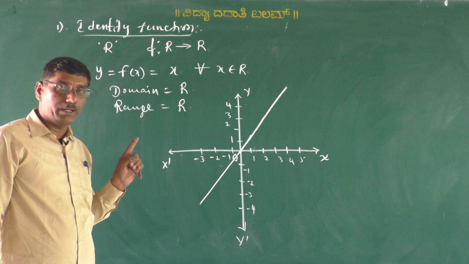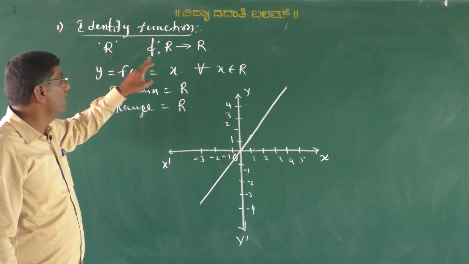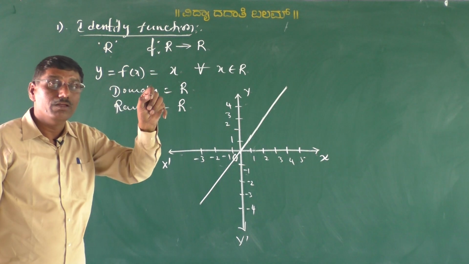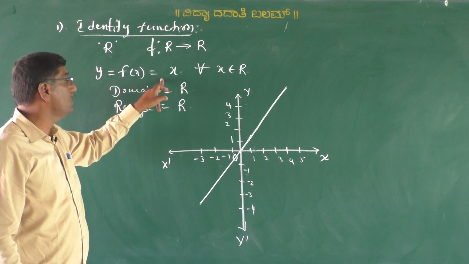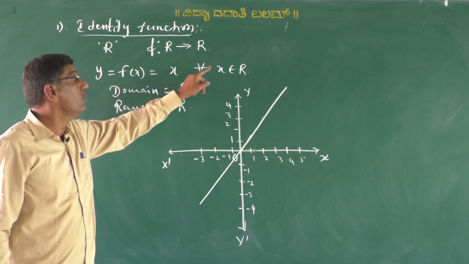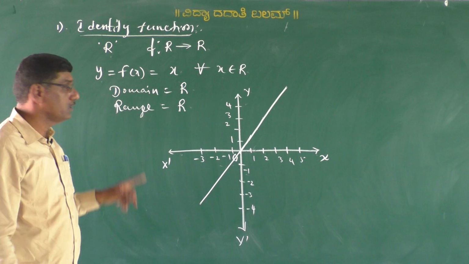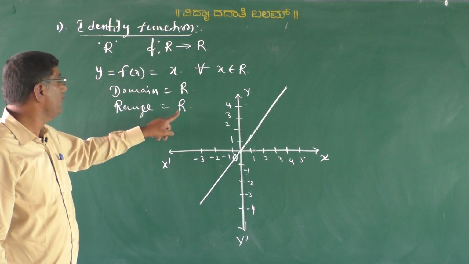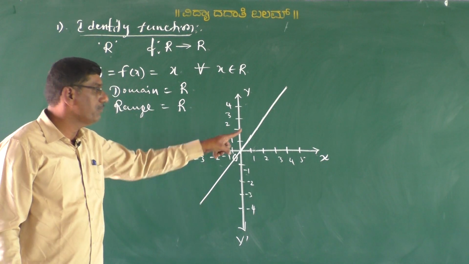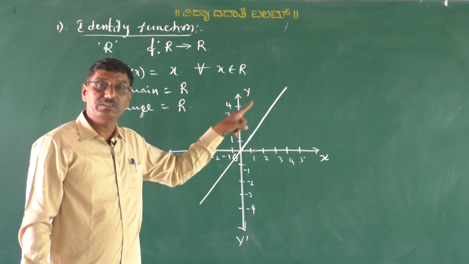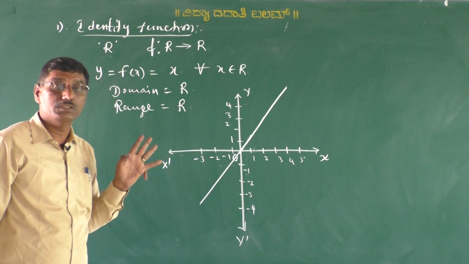Yes. Once again I repeat. Here the definition: R be the set of all real numbers. f from R to R be a real function. Then define an identity function y is equal to f of x, that is equal to what? x, for all x belongs to R. Domain of identity function is R, that means set of all reals. Range of identity function is R, that is set of all reals. Now the graph of the identity function is a straight line and passes through the origin.